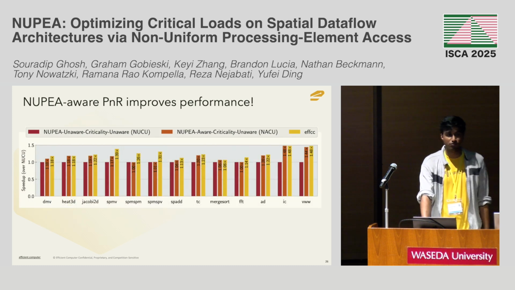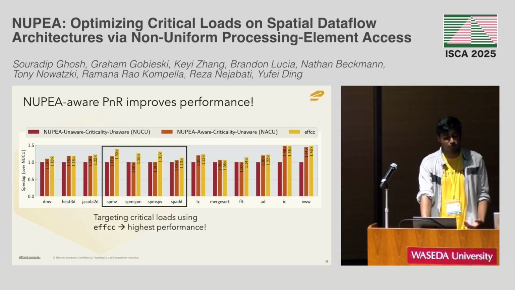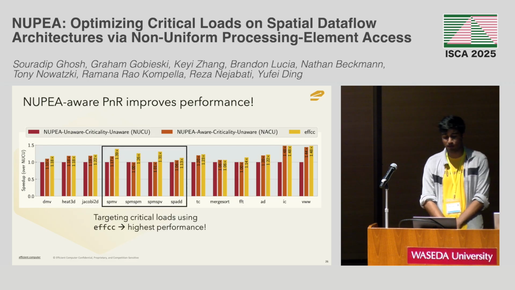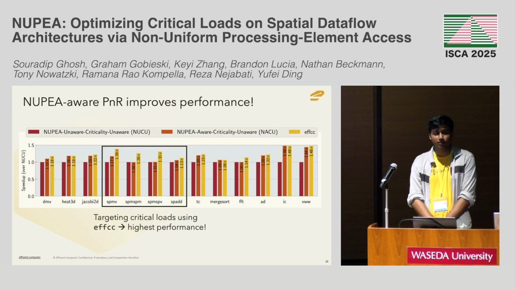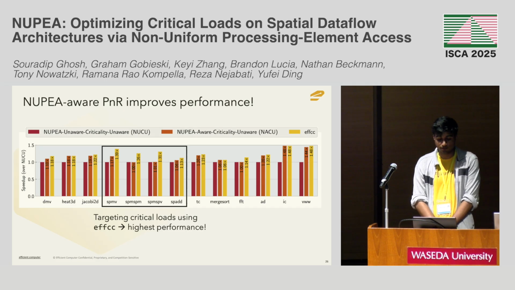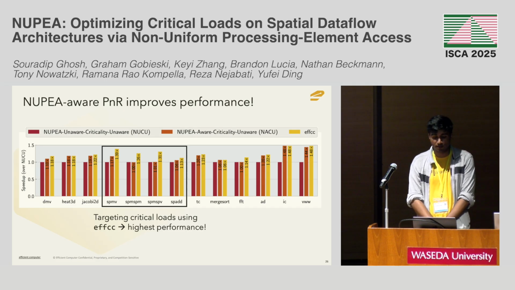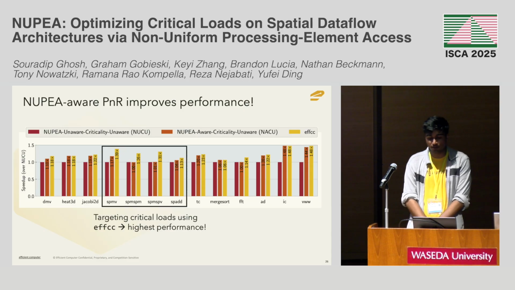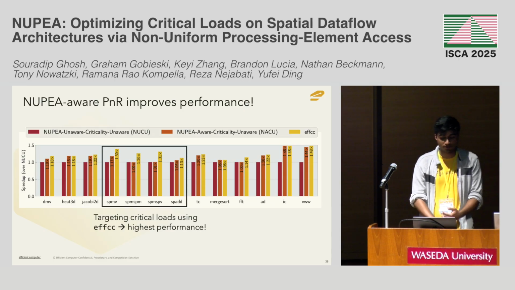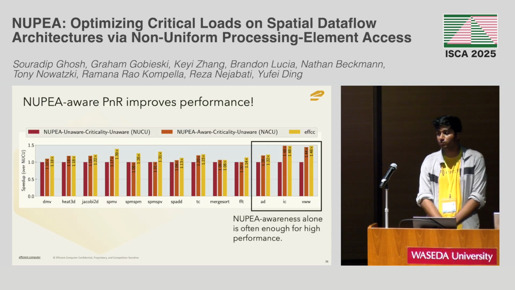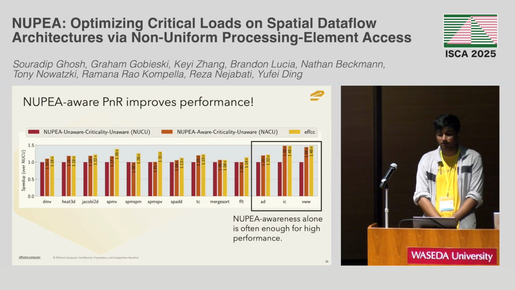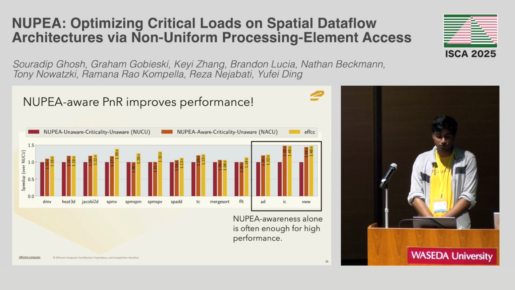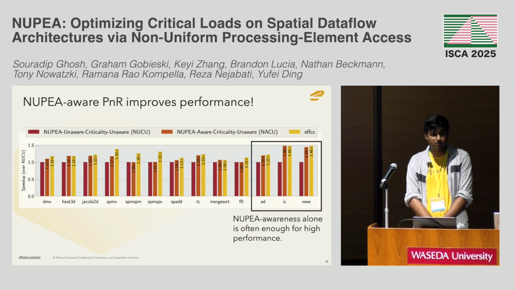Once again, these are the speedups for all our workloads. I just want to highlight the same workloads again. So for these sparse ones, it's clear that NUPEA awareness is not enough. The best bar is the one with FCC. And so this means that knowing which loads are critical and placing them in fast access domains is what unlocks the most performance. On the other hand, with these dense DNNs, NUPEA awareness is enough to get high performance because there's very few critical loads to begin with. And so FCC just saturates fast NUPEA domains with as many loads as possible.